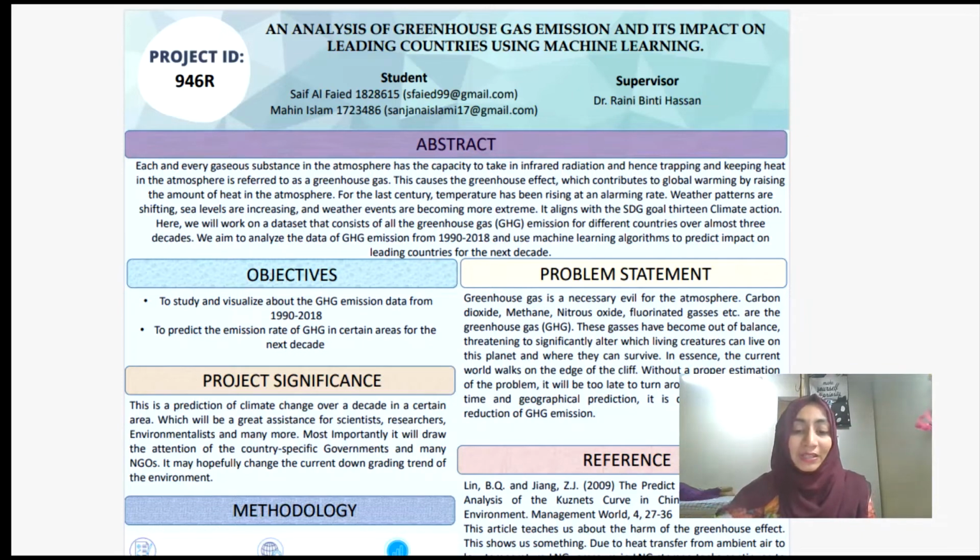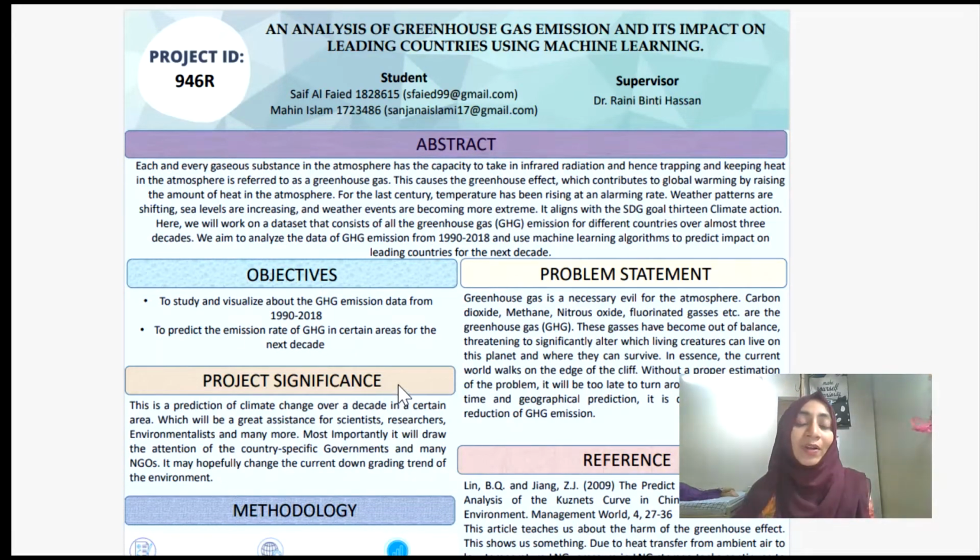In essence, the current world works on the edge of a cliff, and without a proper estimation of the problem, it will be too late to turn around. Moreover, climate change is a long and versatile process. These gases directly impact climate change. Not only is stopping climate change a time-consuming practice, proper plans and placement are also an absolute requirement. Without proper time and geographical prediction, it is difficult to plan the reduction of greenhouse gas emission.